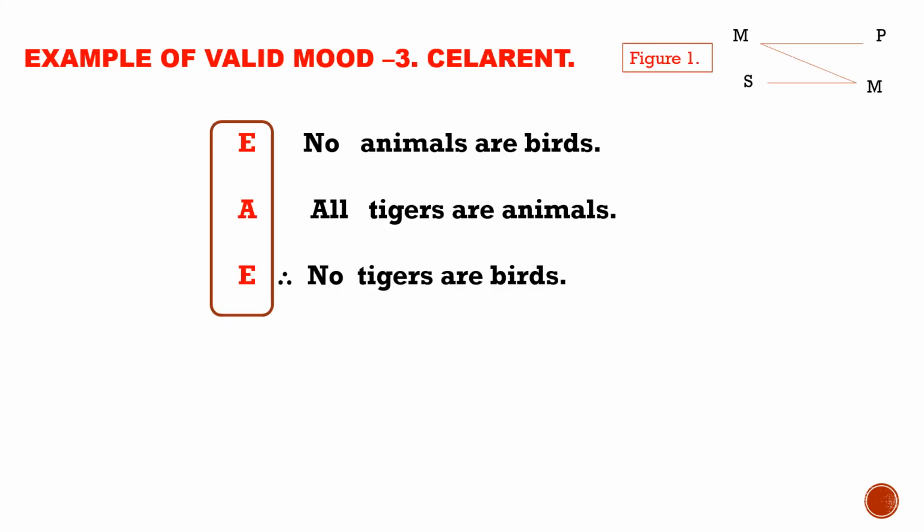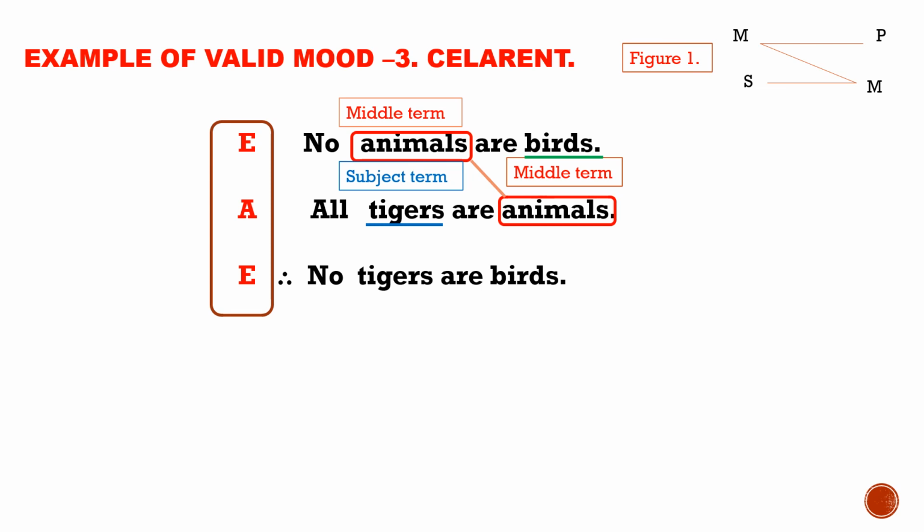Let us take an example of valid mood 3, Celarent of figure 1, that is EAE combination. No animals are birds, all tigers are animals, therefore no tigers are birds. Here the middle term is animals, the subject term is tigers, and the predicate term is birds. You can see that it does not violate any rule of distribution, quality or structure of syllogism, neither the rules of corollaries or enthymemes. So it's a valid mood.